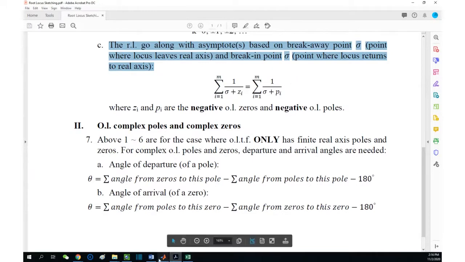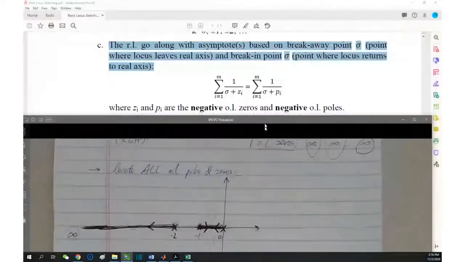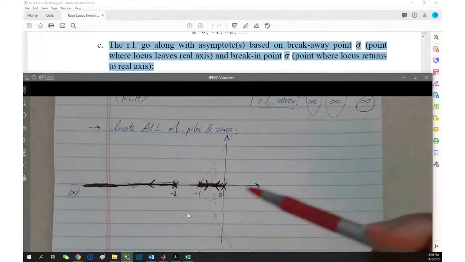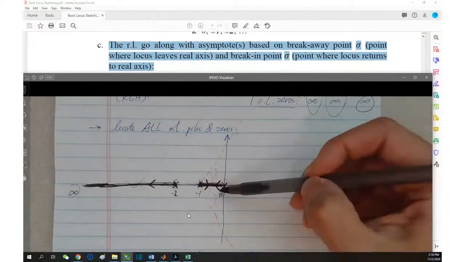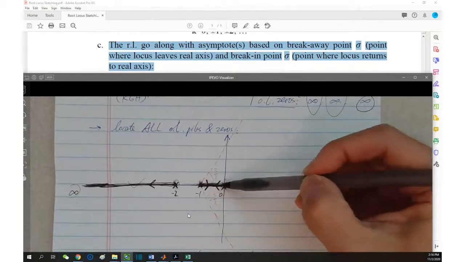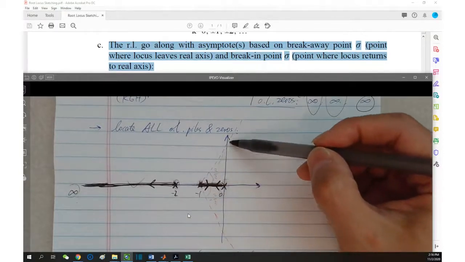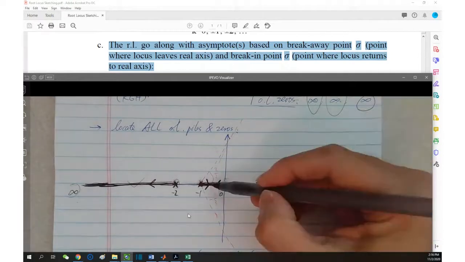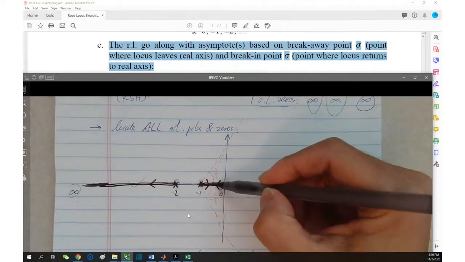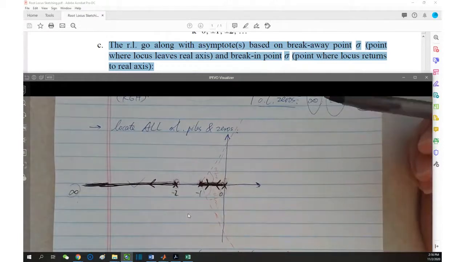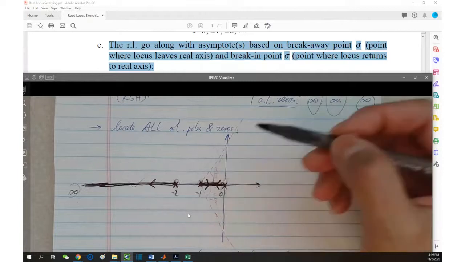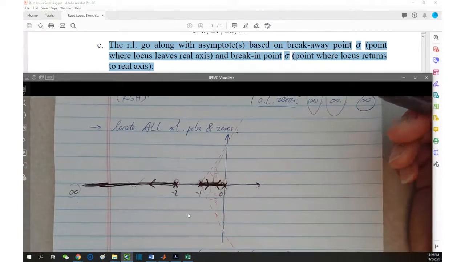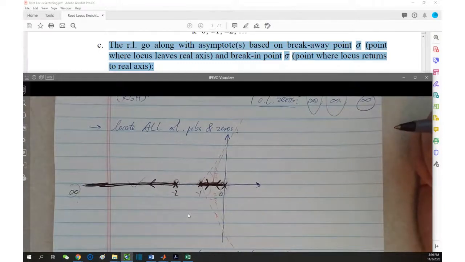What does this mean? Look at our root locus now. We're expecting to see the branch get out of this region and then move along the asymptote. You need to have a curve moving towards it, trying to be aligned with it. However, you need a point to break out, to break away. Here, the definition is called the breakaway point. You need a point to break away or break in. Of course, in this particular example, it's a breakaway point, not a break-in point.